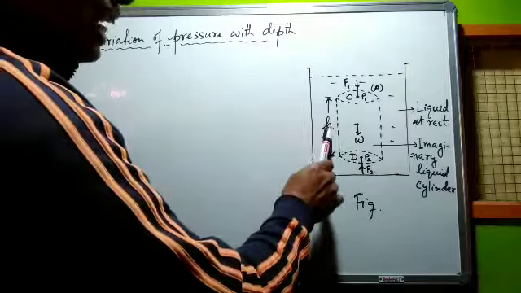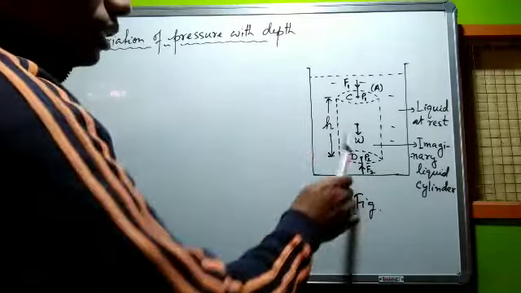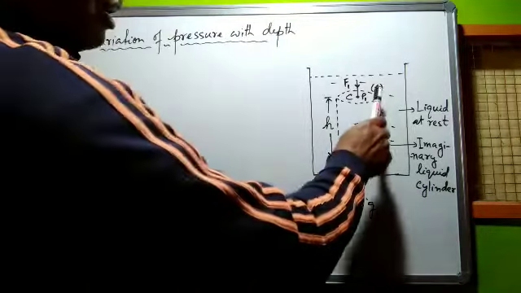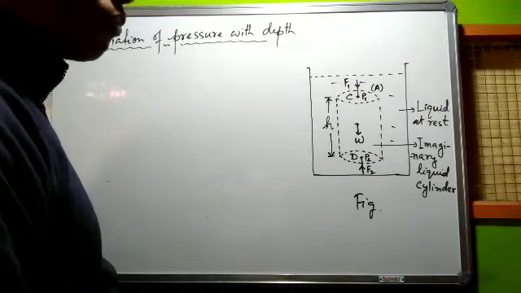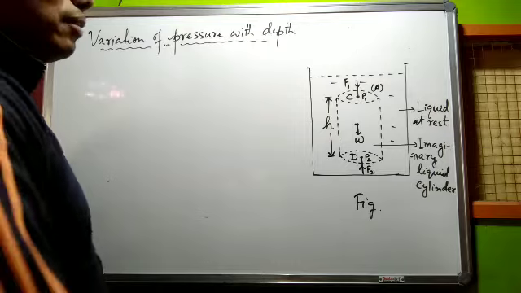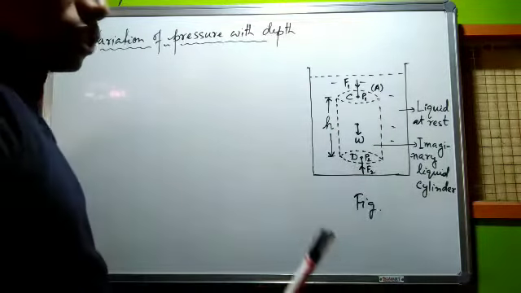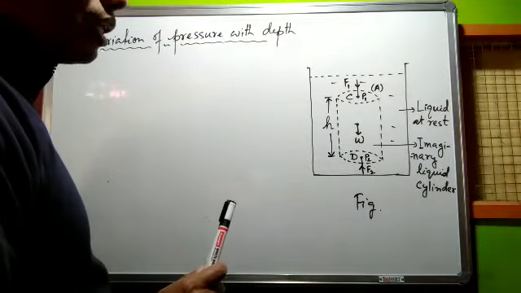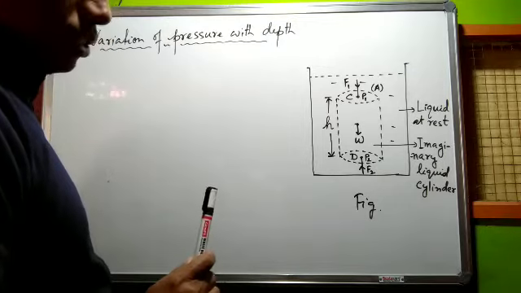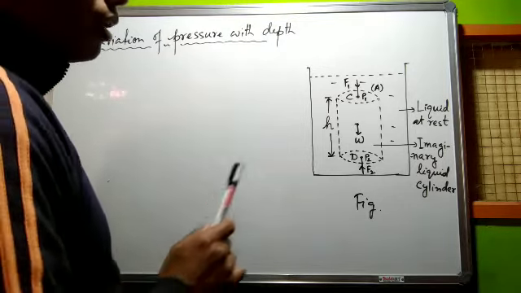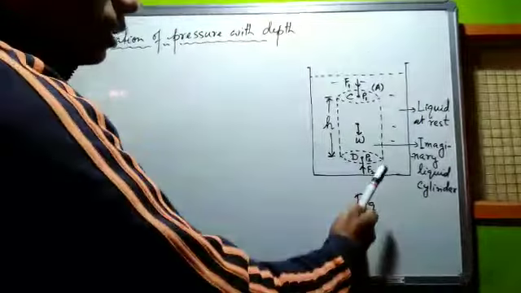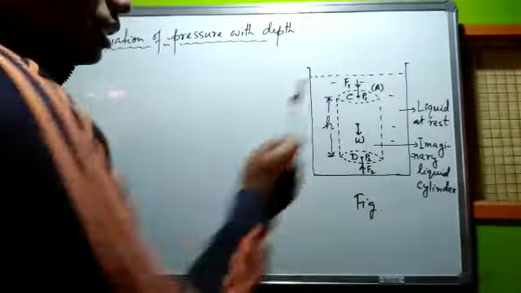The length of the cylinder is the perpendicular distance between C and D, and the area of cross section of the cylinder is A. Then this imaginary cylinder is under the action of three vertical forces.